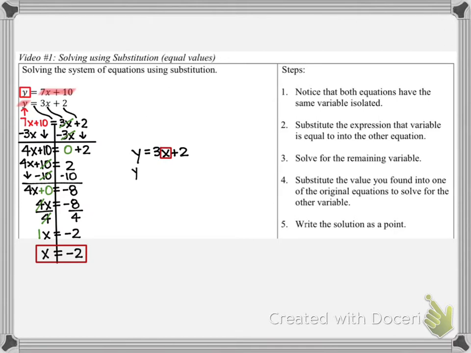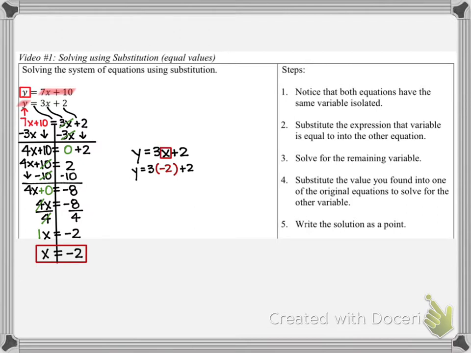So I have y equals 3. Okay, this is where my value is going to go, so I'm going to use parentheses to plug it in. And then finish writing the equation. Now, the x that I found was -2, so I'm going to substitute that in.